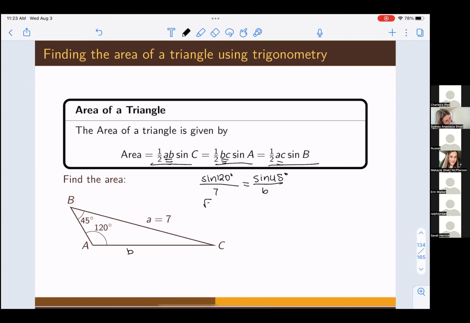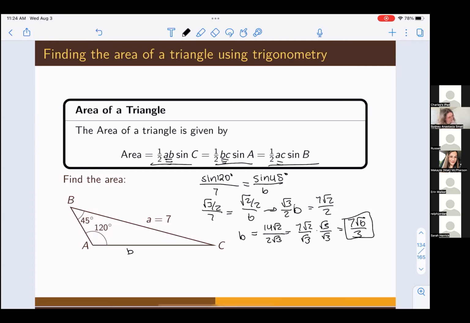Sine of 120 is √3 over 2, just using my unit circle knowledge. Sine of 45 is √2 over 2. Then solving for B, we get that √3 over 2 times B is equal to 7 times the √2 over 2. Solving for B, we get that B is equal to 14 times the square root of 2 over 2 times the square root of 3, which equals 7√2 over √3, which then rationalizing the denominator is equal to 7√6 over 3. And we've seen this triangle before, actually. Well, that side length at least, so we're going to use that piece of information we knew.